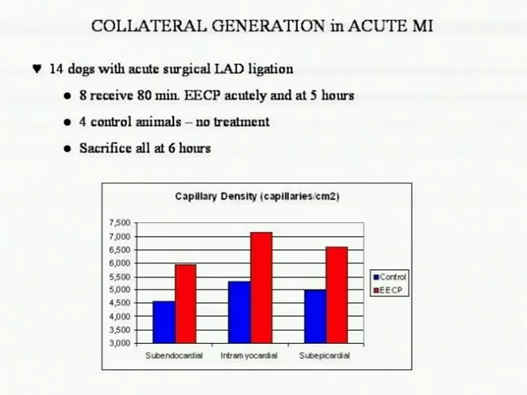You could see at all 3 levels, capillary density is increased with external counterpulsation. So in the acute heart attack setting, ECP will rapidly generate collaterals, and you would predict that this would spare heart muscle.